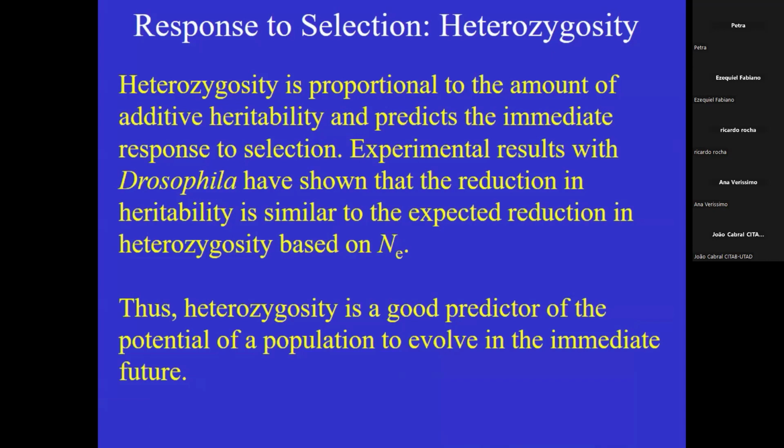So one thing we're interested in is a population being able to adapt to new diseases, to environmental change, to other kinds of changes. And heterozygosity is a very good measure of, well, it's related to additive heritability, which is a measure of response to selection. So the higher the heterozygosity, the more likely populations are going to be able to respond to selection in the short term. So heterozygosity is a good measure of whether a population can evolve in the immediate future.